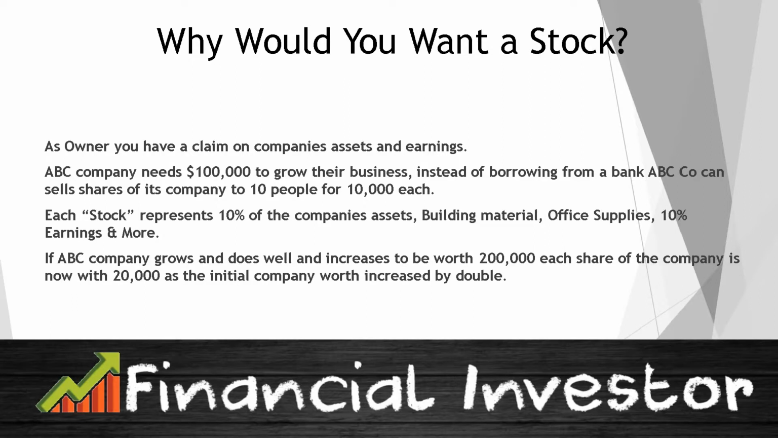So if ABC Company grows and does really well within a year or two and increases to be worth $200,000, each share of the company is now worth $20,000, as the initial company worth has doubled. So if you initially bought into a specific stock, say at $15, I think, which was where Snapchat initially IPO'd, and they doubled their price in 3 or 4 years, and their business is booming, and their business is now worth $300,000, you basically tripled your investment from $15 to $45. And depending on the shares that you bought, that's multiplied. So if ABC, we've already covered that.